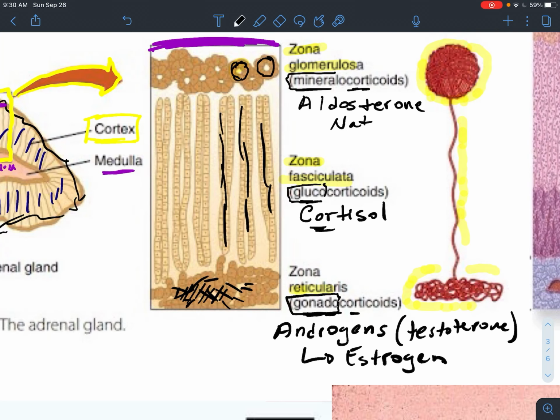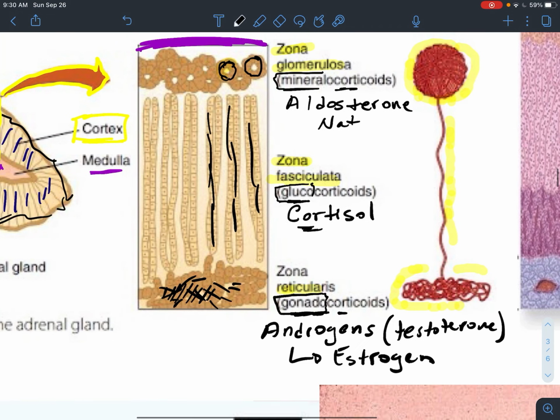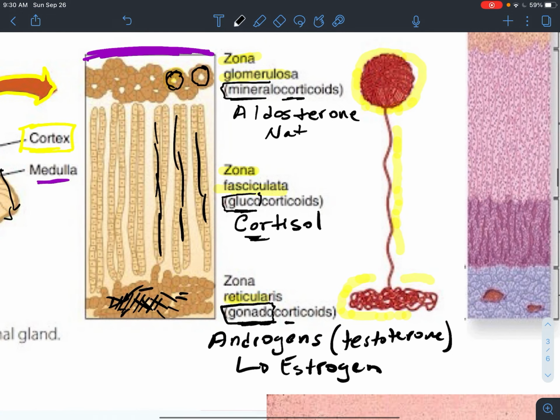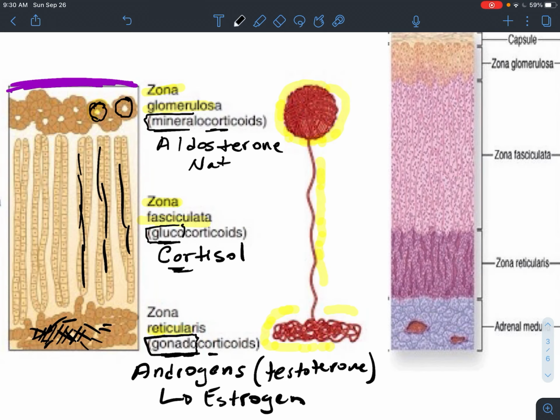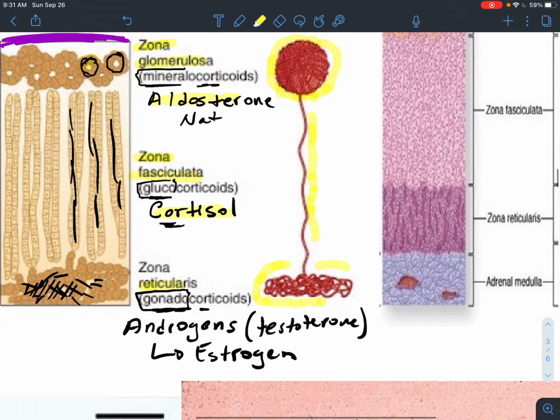And so not only do these three zones look very different from each other, they're also making different materials. Another interesting thing to notice about what these zones are making is that they're all going to be derivatives of cholesterol, right? So all three of these are fatty, lipid-soluble hormones, whether we're talking about aldosterone, cortisol, or androgens. In all three examples, these are fatty, lipid-soluble, cholesterol derivative hormones.